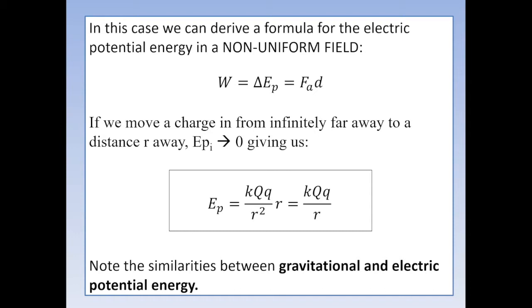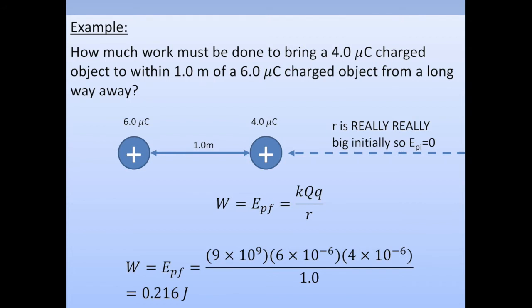The key idea here is you are going to have to determine the direction of motion based upon the polarity of the objects themselves. So let's do an example that applies this concept, and we're going to take a 4 microcoulomb charge from very far away into a distance of 1 meter away from a 6 microcoulomb charge.